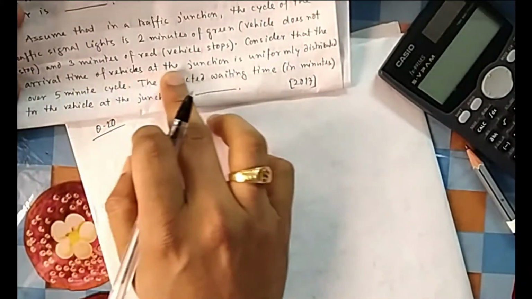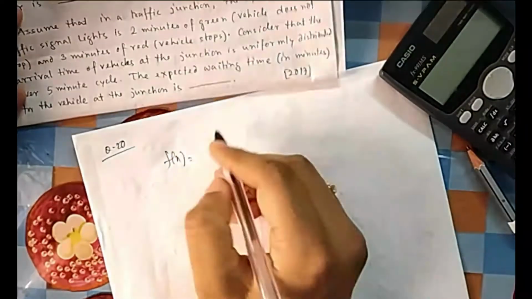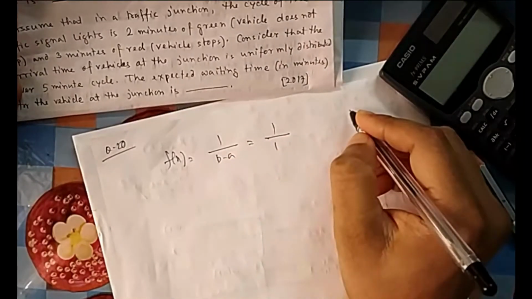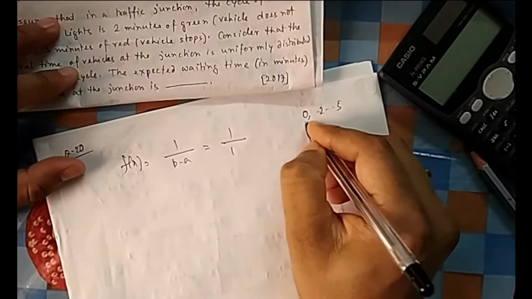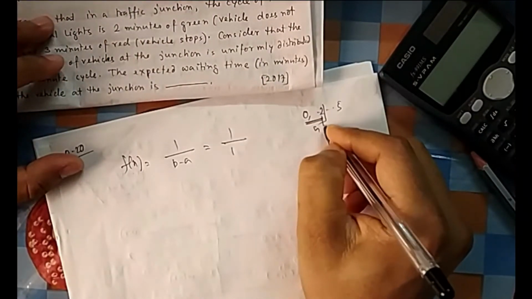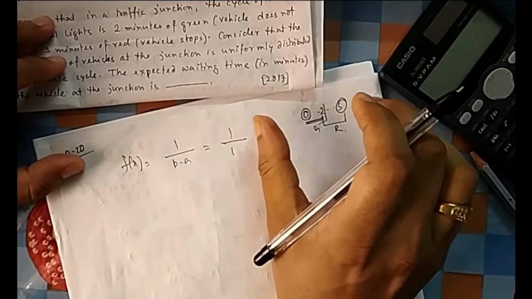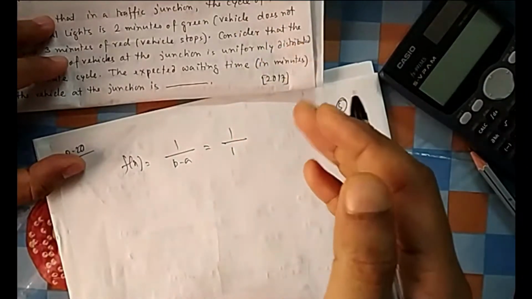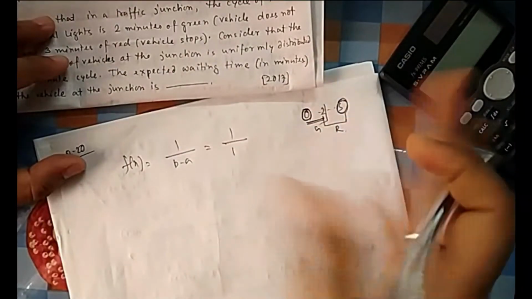Consider the arrival of a vehicle at a junction is uniformly distributed over 5 units. So uniformly distributed, we have seen what is the formula for uniform distribution, 1 by b minus a. What is b, what is a here? If I start from 0 minute, it can go up to 5 minutes, because 0 to 2 minutes it is green light, then 2 to 5 it is red light. So x can take, if I take one period complete, x can take 0 means at the instance when green light is on, and it can go up to 5, because after that again green.